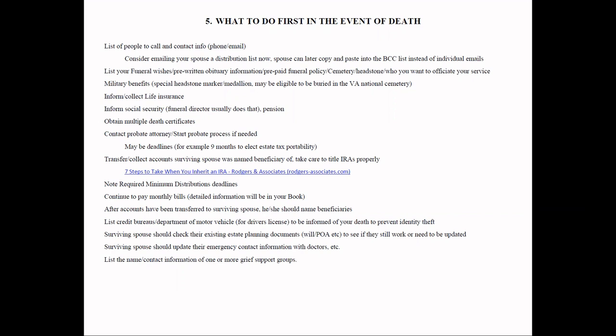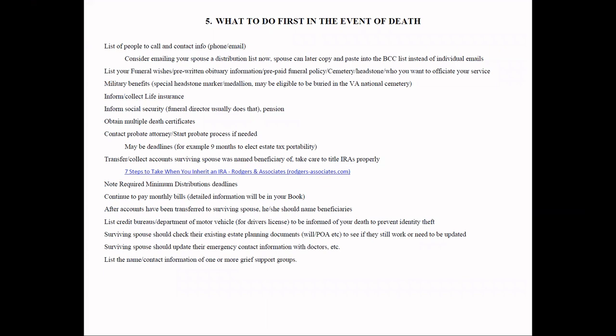And then these are things where we're getting a little bit later, after the accounts have been transferred. You're going to have to name beneficiaries because it's going to be in your name now, and you want to double check all your beneficiaries. You're going to want to notify credit bureaus and the Department of Motor Vehicles about your driver's license so you don't have identity theft. Even after your death, you can have identity theft.